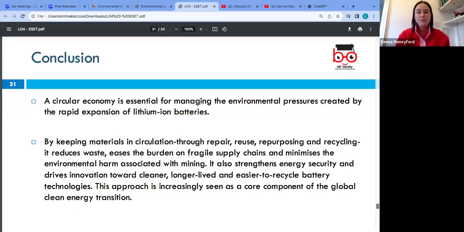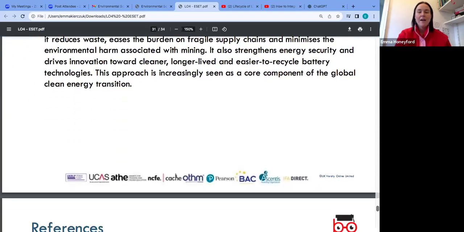By keeping materials in circulation through what we call the 4 R's, repair, reuse, repurposing and recycling, we reduce waste, ease the burden on fragile supply chains, and minimise the environmental harm associated with mining. It also strengthens energy security and drives innovation towards cleaner, longer-lived and easy-to-recycle battery technologies. This approach is increasingly seen as a core component of the global clean energy transition.